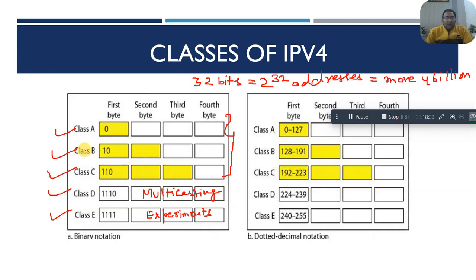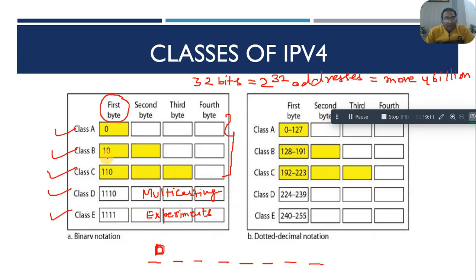So how do we recognize whether a particular IP address belongs to class A, class B or class C? You have to see only the first octet, that is the first byte. The first byte has 8 bits: 1, 2, 3, 4, 5, 6, 7 and 8. If we are dealing with an IP address of class A, you have to see only the first bit of the first octet. If it is 0, this is an example of class A.